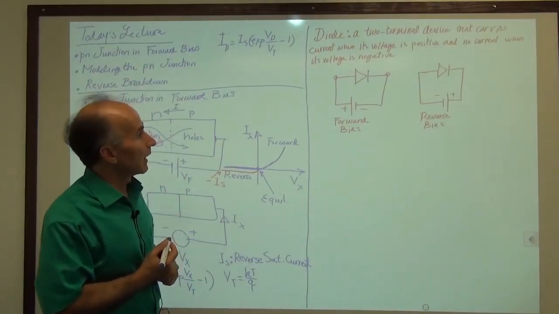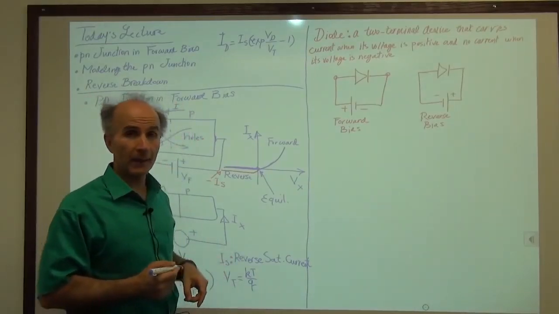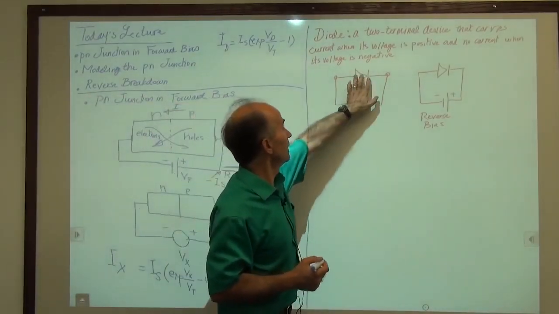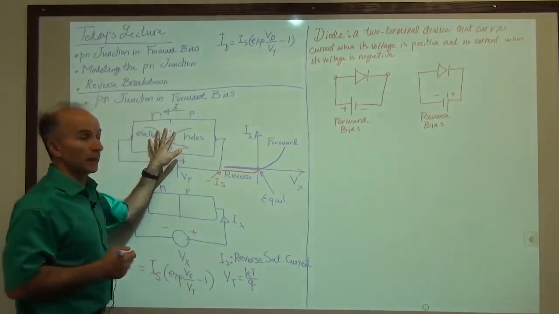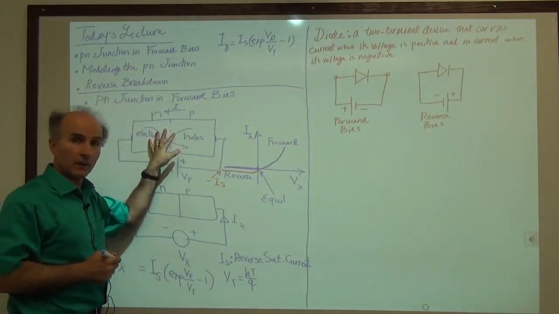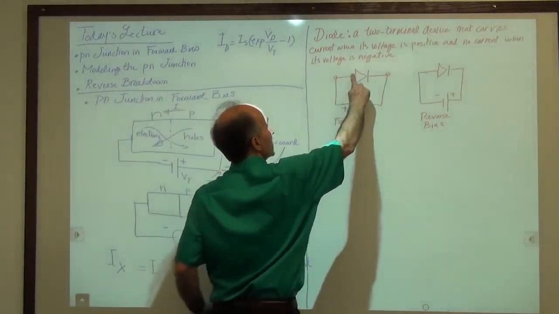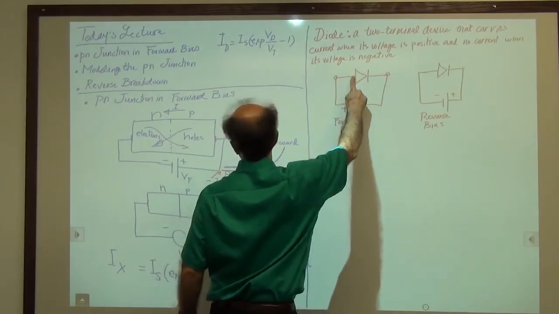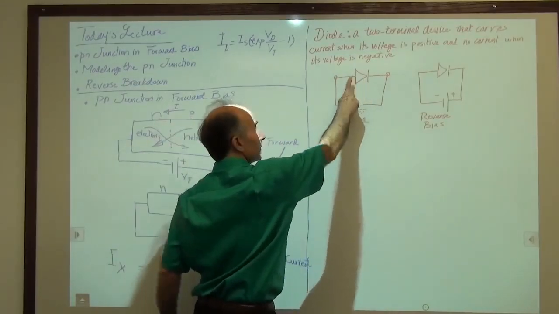Okay, so if we try to establish a correspondence between what we see here and what we see here, it becomes clear. So is this terminal the P side or the N side?